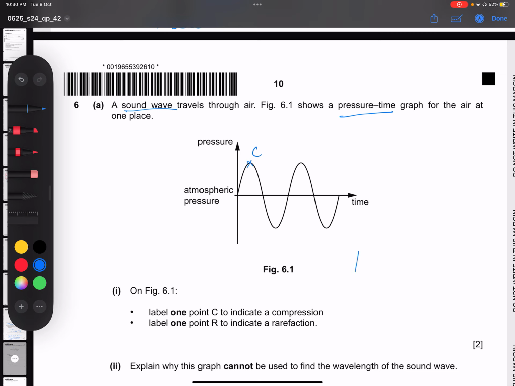So something like this. Imagine these are wave fronts, and they get concentrated here and they get relaxed here. So this is a rarefaction, this is a compression, this is again a rarefaction. So this would be R.